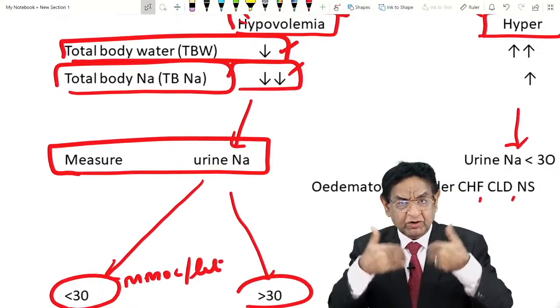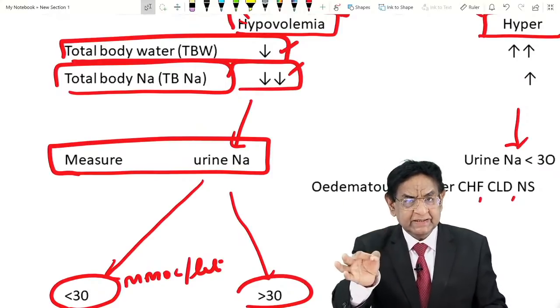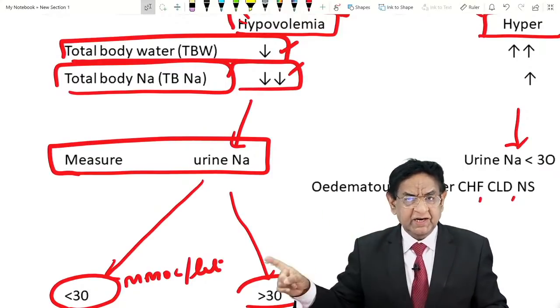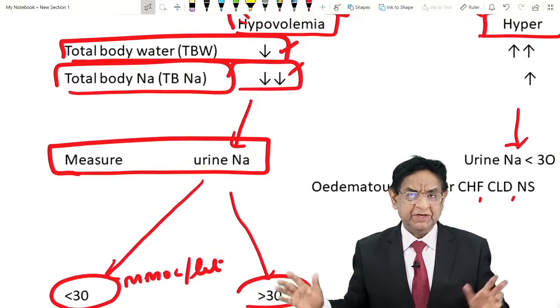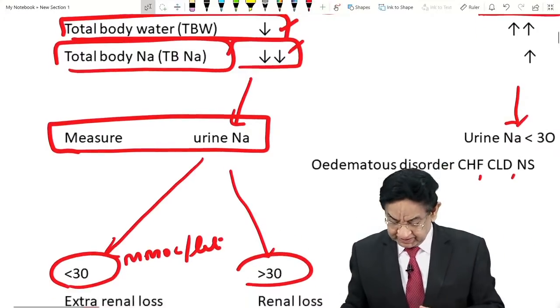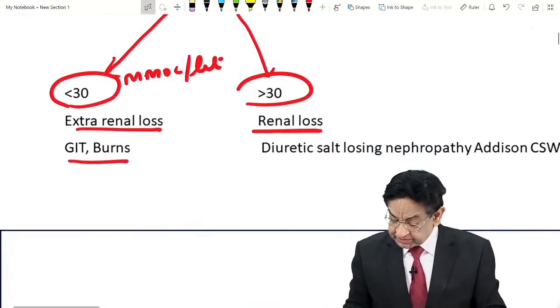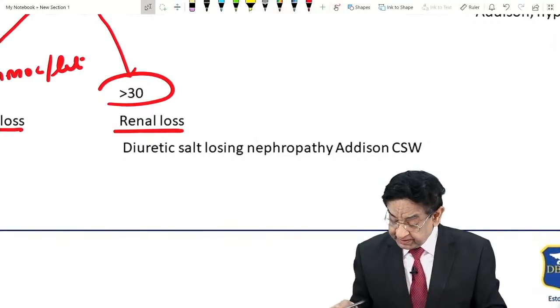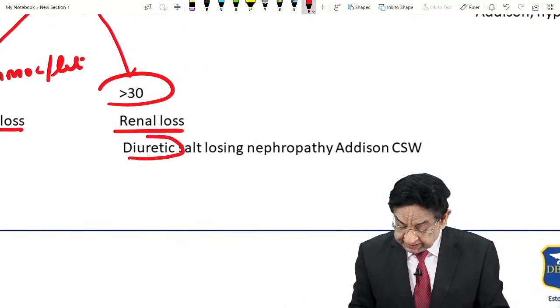In GIT losses, urine sodium will be less than 30. In renal losses, it will be more than 30. Very simple. Well, in the renal losses, diuretics are common. Diuretics are common, a very common cause.